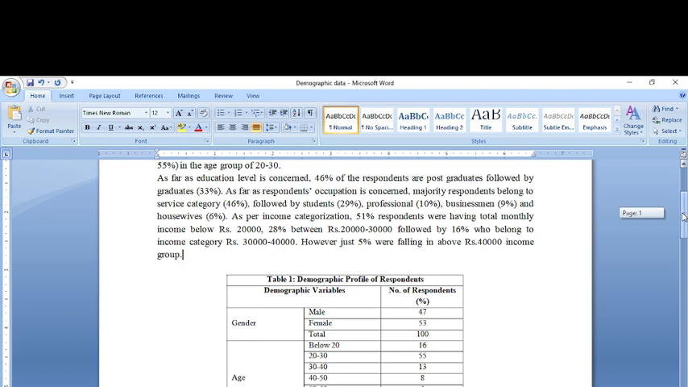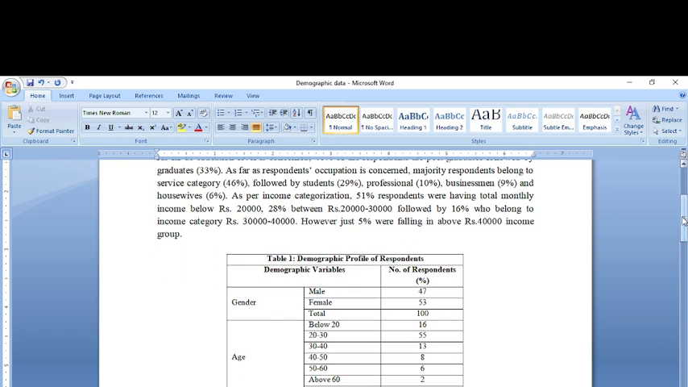Then we can give the income categorization. 51% had a monthly income of below 20,000. Then 28% of them had an income of 20 to 30,000. 16% belonged to the income category of 30 to 40, while 5% belonged to the income category of above 40,000.